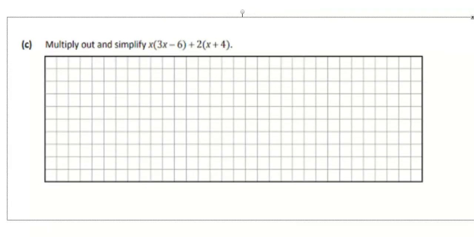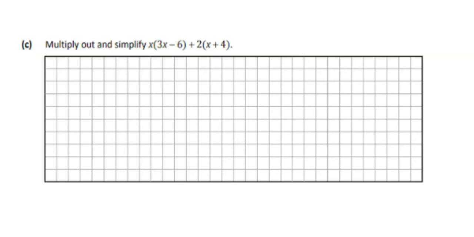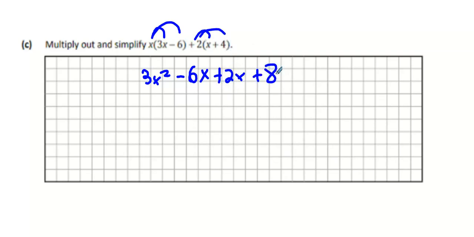Now, guys. Okay. So x times 3x. Anybody? What do you get? 3x squared. X times minus 6. 2 times x. 2 times 4.